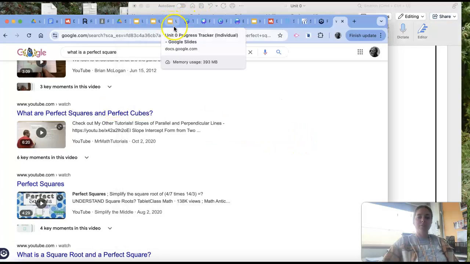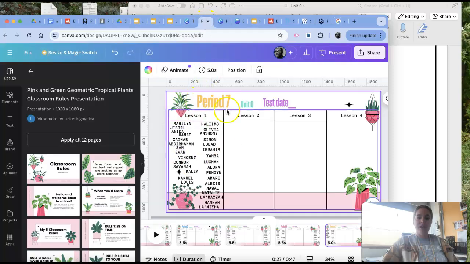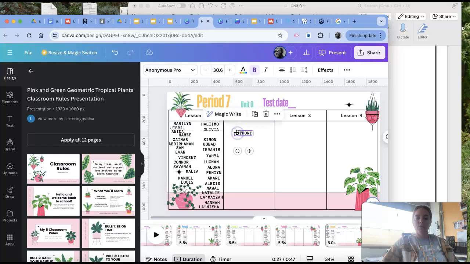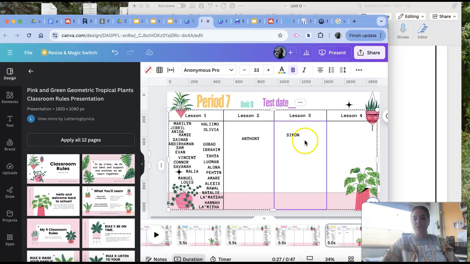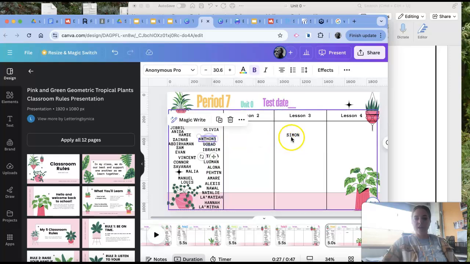All right. And something that I didn't go over yet is we will have a class tracker like this. And when you pass a mastery check, I will move you along here. Okay? So let's say that you are on lesson 2 and you need some help. Well, you could go over here and look who's on lesson 3, and they might be able to help you because they've already passed it. So this class tracker will be up in the front of the room, and you will be able to look at who's on what lesson to see who might be able to assist you.